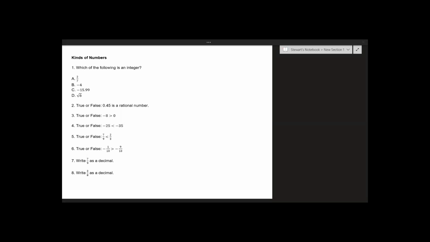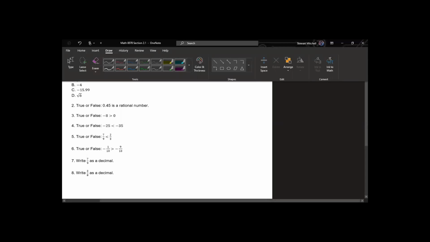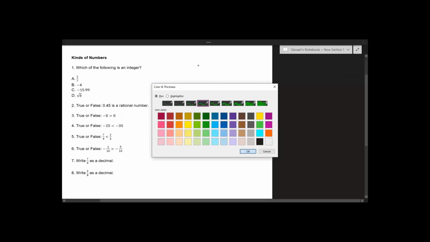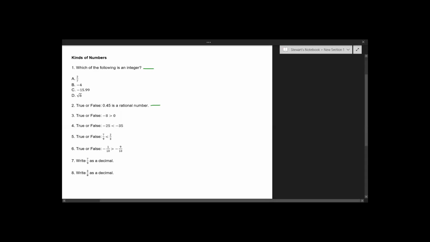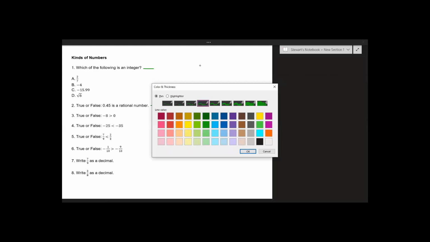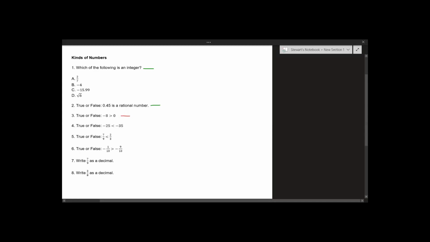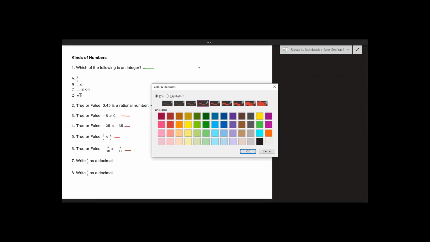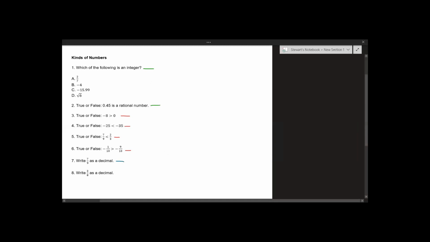In the first one, we're going to be talking about a few different topics, namely in the first two. We're talking about different types of numbers. So here and here, we're talking about different kinds of numbers. In 3, 4, 5, and 6, let me pick a different color for those. In 3, 4, 5, and 6, we're talking about comparing numbers and ordering them from least to greatest. And then in 7 and 8, we are converting fractions to decimals.